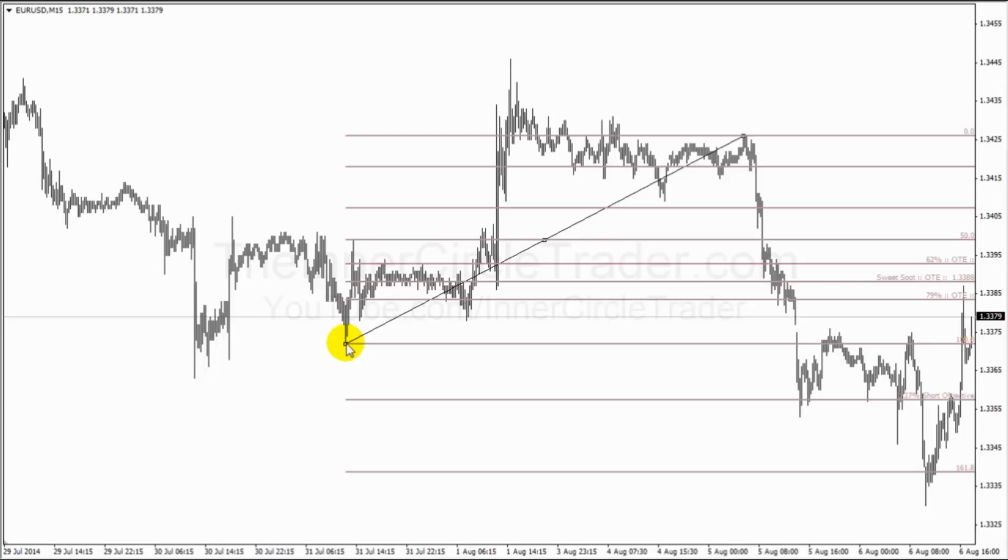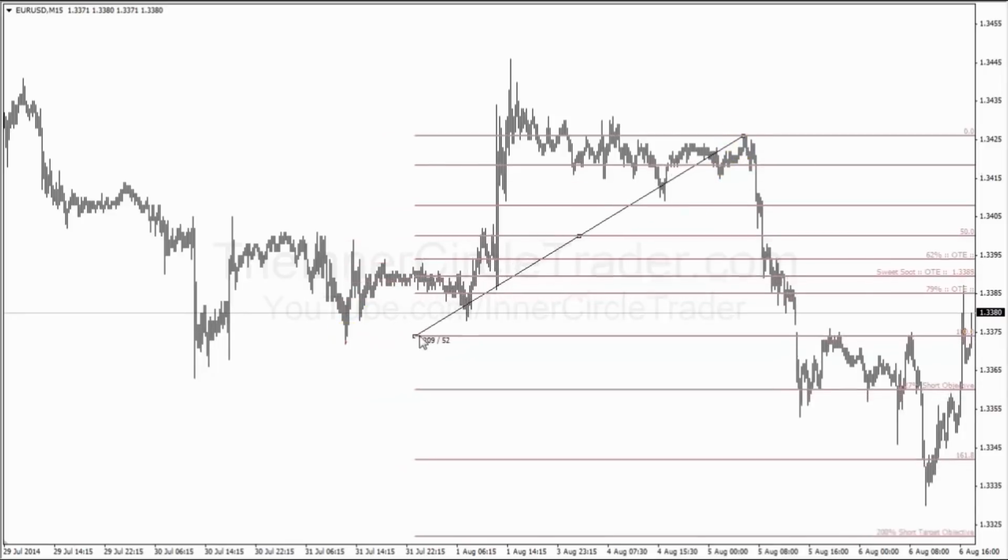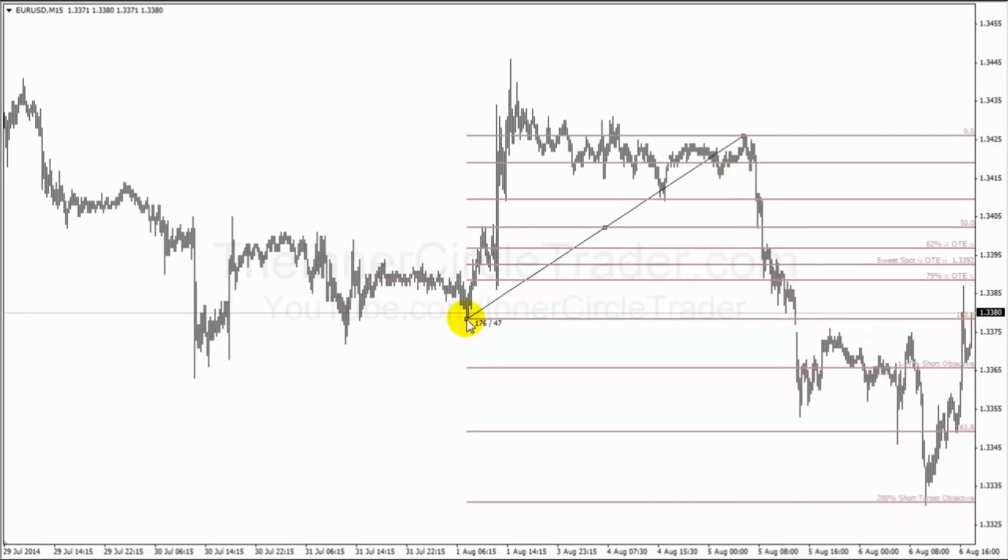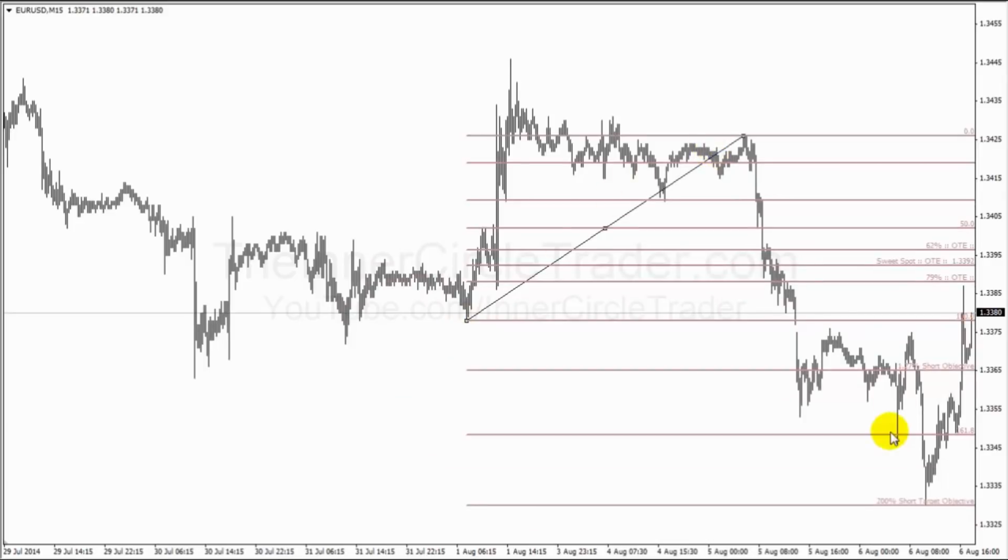Okay. So now, if you used the primary move here, you can use the 200 extension here, nails it to the pip. 162 extension and 127. They're all respectable levels. Okay, using the entry point, I like to use that.